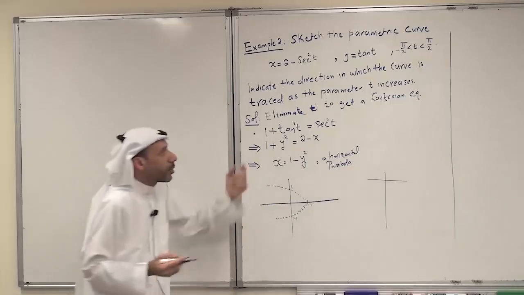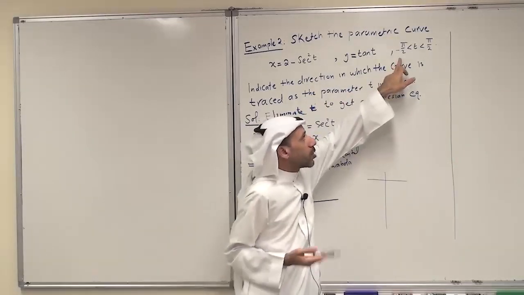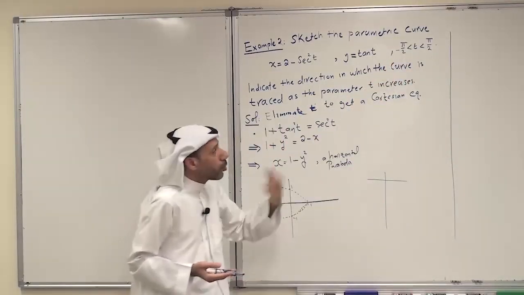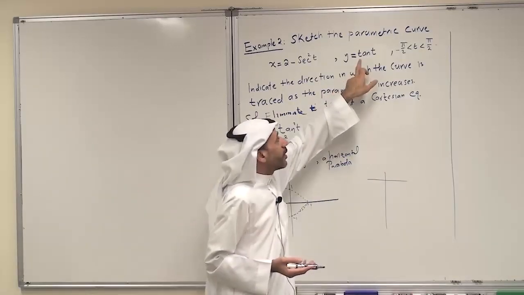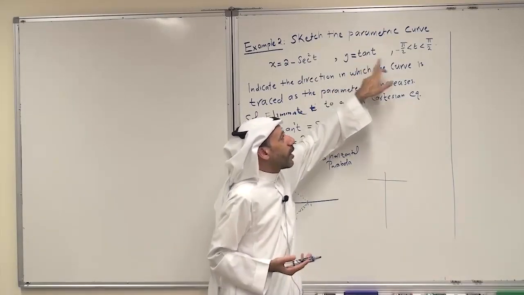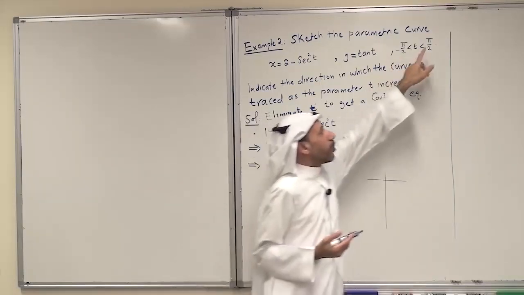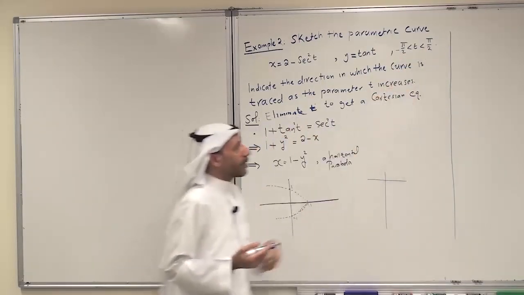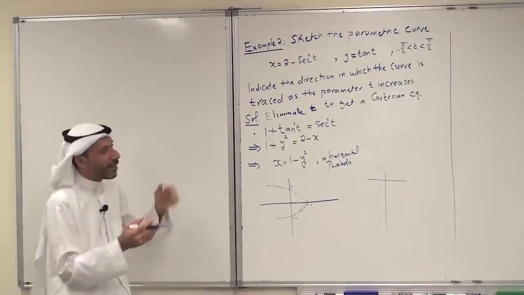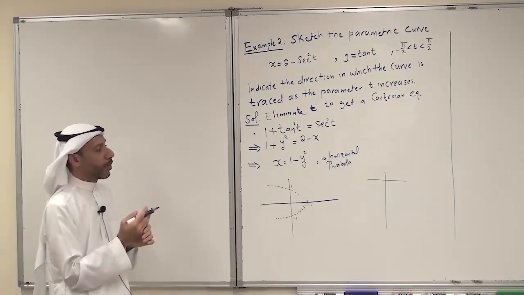Here I cannot take t equals minus pi over 2 because it is not in the interval, and also because y, or tan t, is not defined at minus pi over 2. The same thing at pi over 2. So for that, at least we take a few points different from minus pi over 2 and pi over 2.